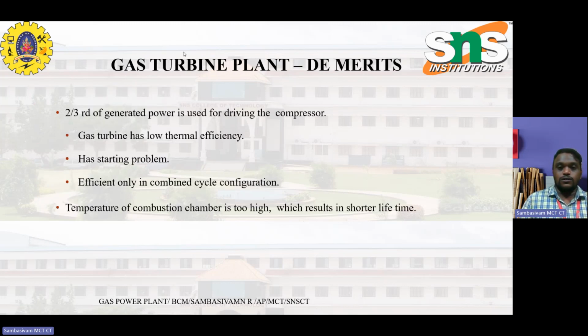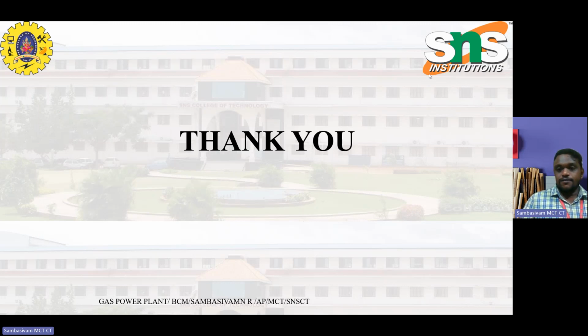Along with its merits, it also has several demerits. Two-thirds of the generated power is used for driving the compressor itself. Also, the gas turbine has low thermal efficiency and a starting problem, and is efficient only in combined cycle configurations. The temperature of the combustion chamber is too high, which results in a shorter lifespan. These are the several advantages and disadvantages of a gas power plant over other power plants.